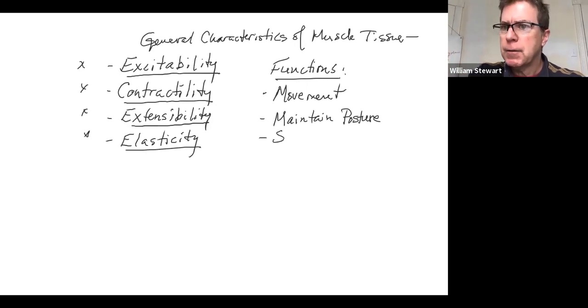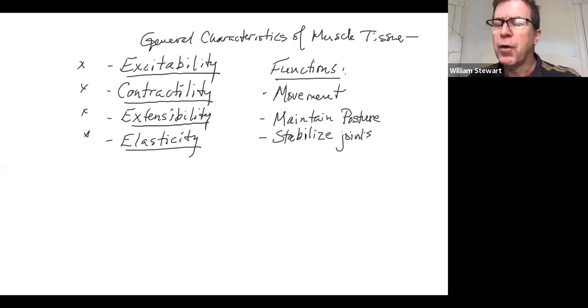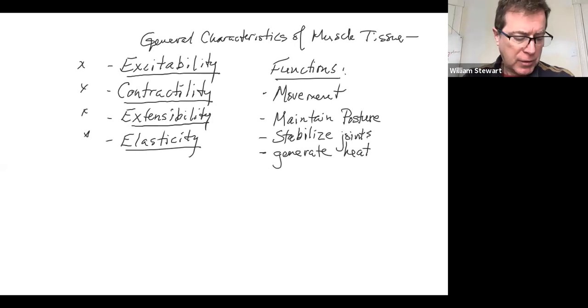stabilizing joints. As we learned in the joints chapter of the book, what fortifies or strengthens a joint more than any other factor is the muscle tone around that joint. Muscle tissue and muscles can also generate heat, or produce heat. When they contract, heat is produced, which can be used to regulate body temperature to some degree.